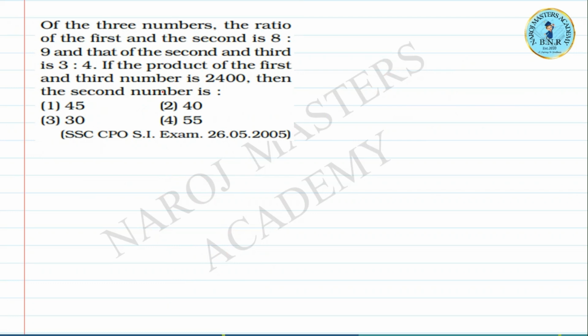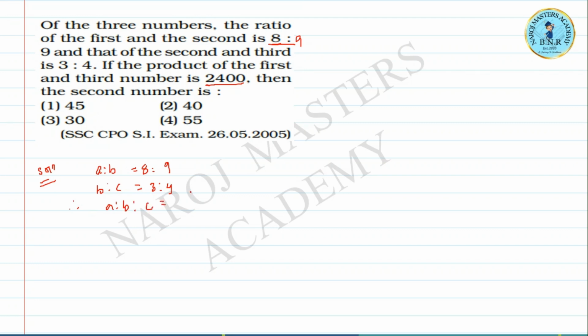Of the three numbers, the ratio of the first and the second is 8 is to 9, and the second and third number is 3 is to 4. The product of the first and third number is 2400. The second number is how much? So just consider A is to B as 8 is to 9, and second and third, B is to C, as 3 is to 4. Now totally consider A is to B is to C.